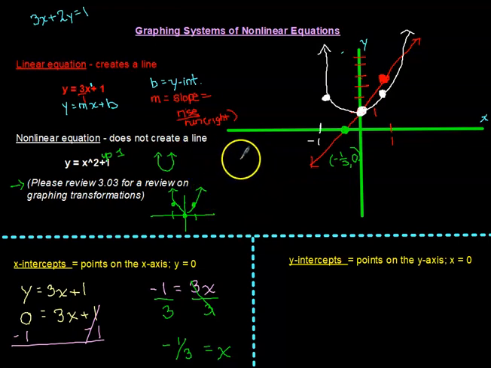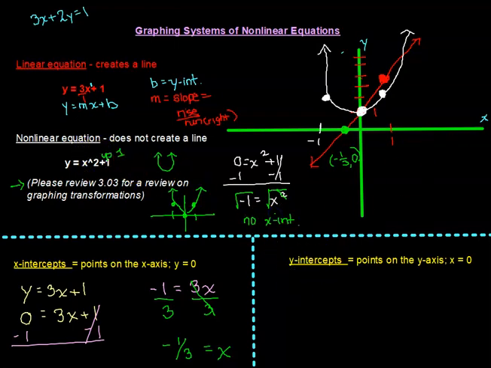So if I change the y to 0, I'll get 0 equals x squared plus 1. Again, I'll subtract 1 on both sides. That's gone. 0 minus 1 is negative 1. Negative 1 equals x squared. My goal is to get x by itself. So I want to get rid of this square. How do I get rid of a square? I square root it. Whatever I do to one side, I do to the other. And since I can't square root a negative, that's why there's no x-intercept.